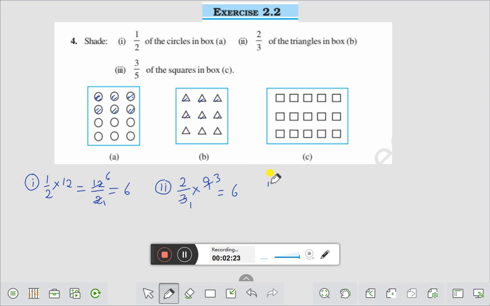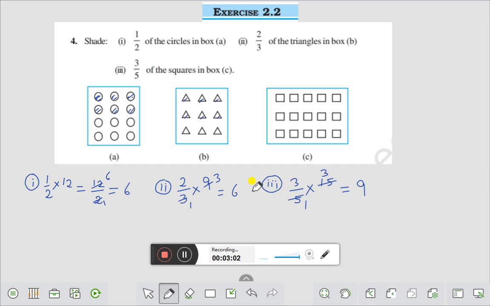Now question number 3 is 3 by 5 of the squares in box C. 3 by 5 of means into or multiply. 3 by 5 into. How many squares are there? 1, 2, 3, 4, 5, 6, 7, 8, 9, 10, 11, 12, 13, 14, 15. That is 15. And if we change into lowest term, we are getting 5 1s are 5 and 5 3s are 15 and 3 into 3, that is 9.